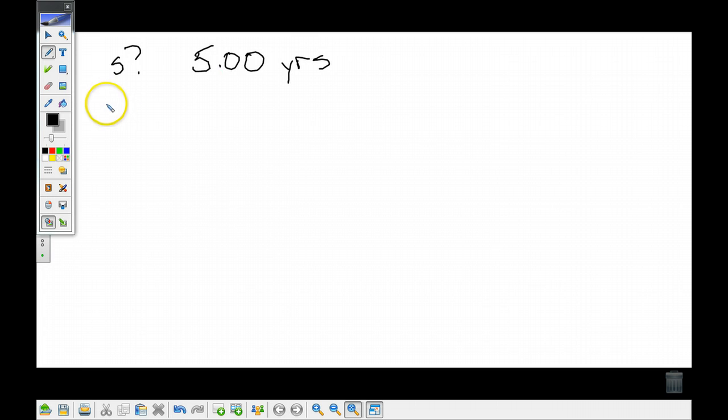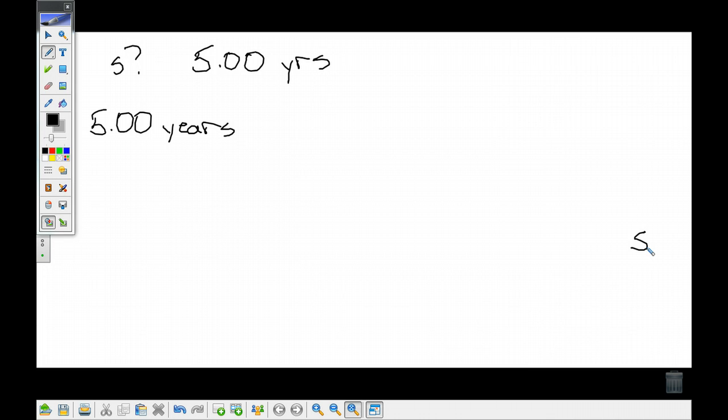Well, what do we know? We don't know seconds. That's what we're trying to figure out. We may know some other things that 5 years is equal to. We'll get to those. But the only thing we know is 5.00 years. That's it. We know 5 years. That's it. But we also know what we're trying to figure out. And I'm going to put it down here. We want to know how many seconds this is.